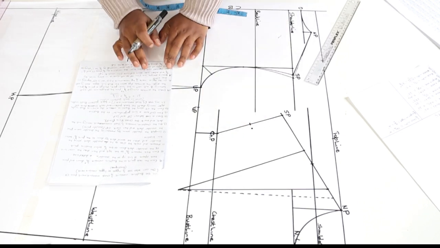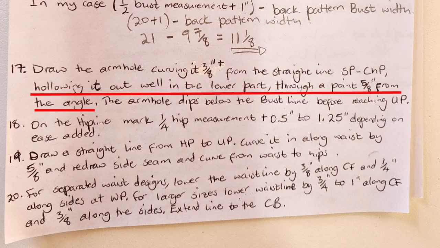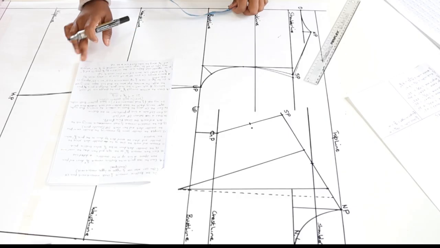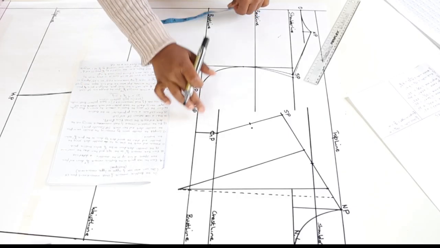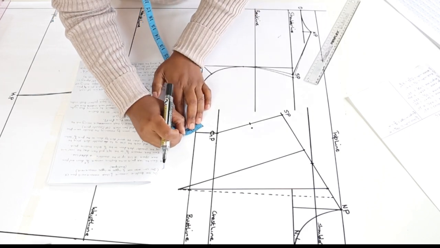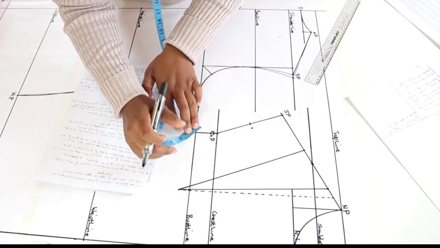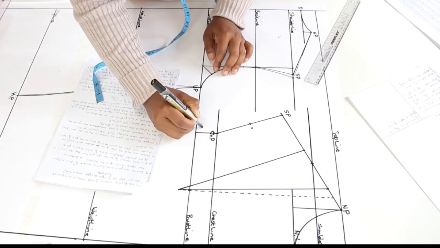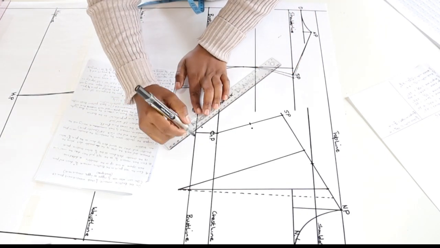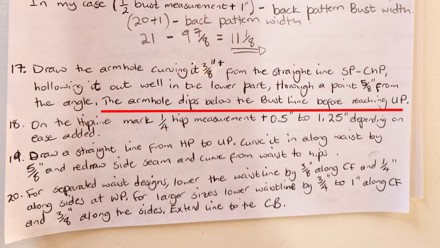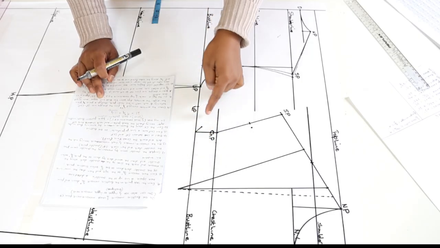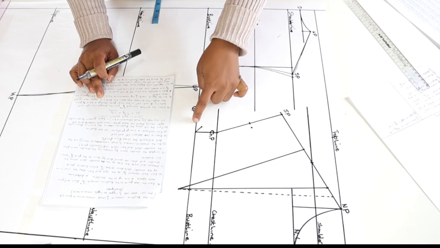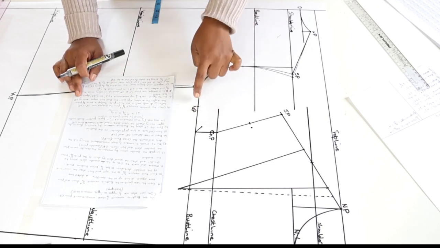Now let's continue reading. And then we are going to hollow it well in the lower part through a point that is 5/8 of an inch from the angle. We are going to measure 5/8 of an inch this time from the angle right here. Make sure we find the center. You can draw a straight line if you want. And then the armhole, it dips below the bust line. This is the bust line. So the armhole will dip just below the bust line before reaching UP.